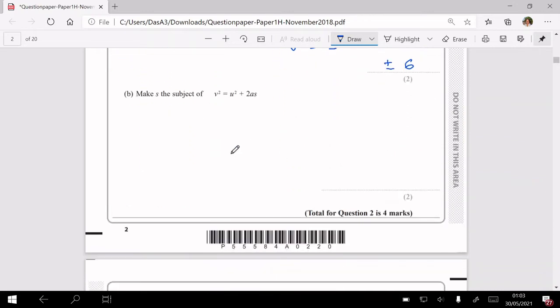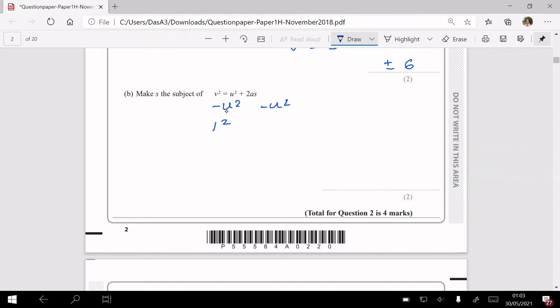So part B is a rearrangement. So you're rearranging the equation v squared equal to u squared plus 2as to make a the subject. To make a letter the subject, all you have to do is isolate that letter and make it equal to something. So everything else should go to the other side of that equation. So in this case, what I will do is minus u squared on both sides.